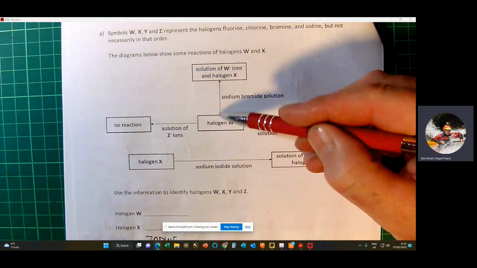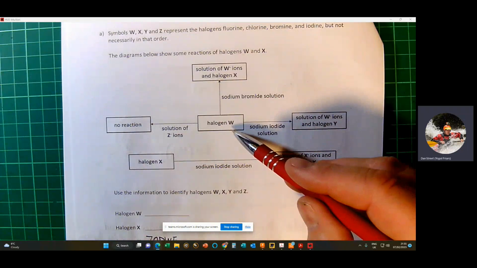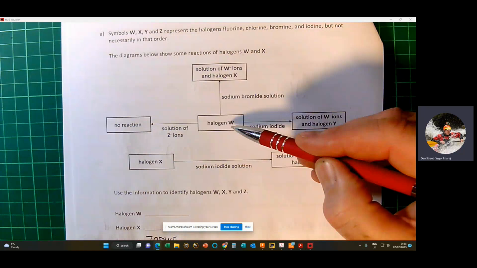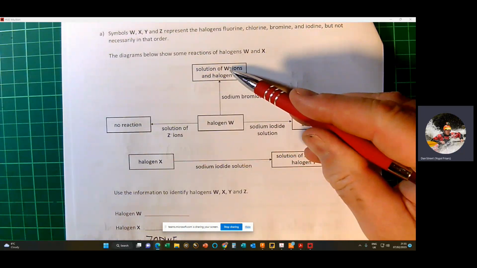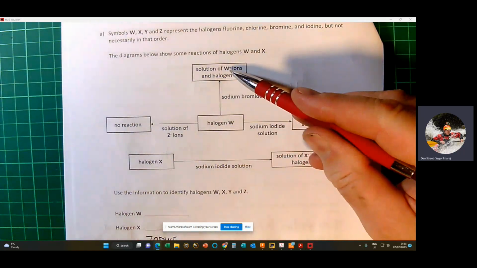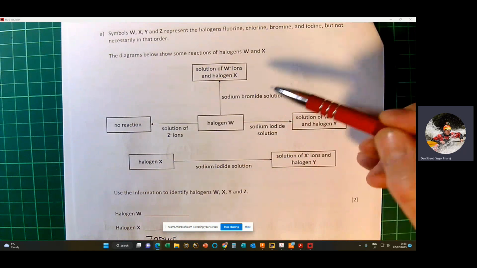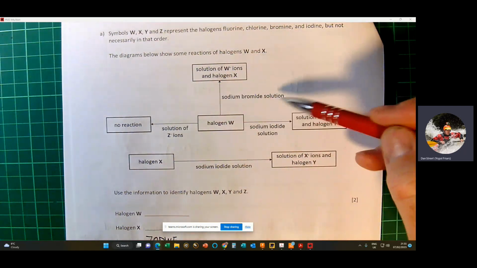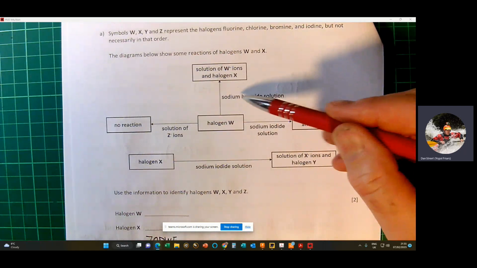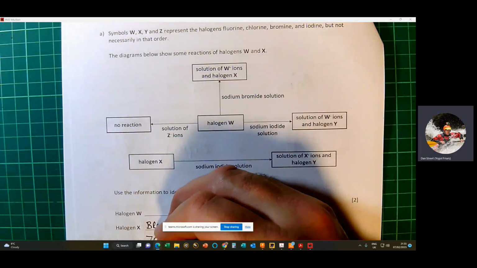If we look at this reaction here, we know that halogen W reacts with sodium bromide, and again we get a displacement reaction because the halogen becomes a halide. We know that because we start off with an atom, if you like, and we end up with an ion, and halogen X. So halogen X must therefore be bromine, because it's been displaced from the bromide to become a halogen, so that's bromine.